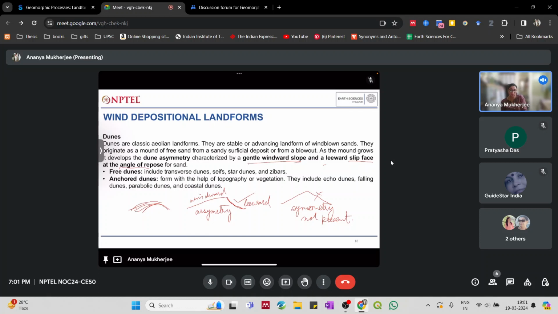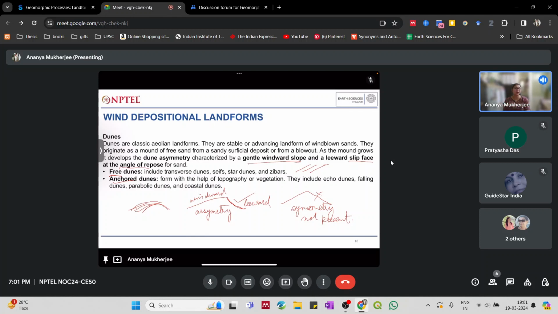As we saw previously, you can have free dunes and anchor dunes. For free dunes, there is nothing constraining the extent of the dunes that are being formed. Mostly all parallel or linear dunes can be called free dunes, and anchor dunes are those which are controlled by the prevailing topography or vegetation that is present. So, if the dune has started forming due to a small cluster of vegetation that is present.